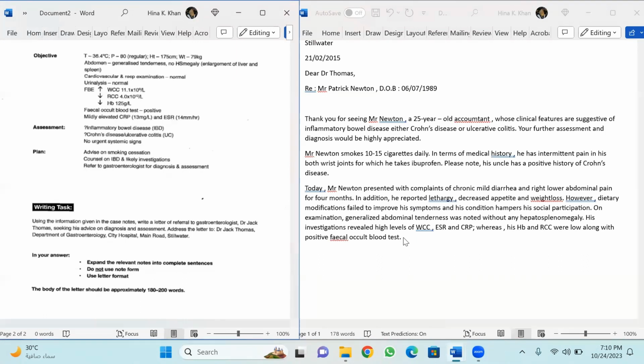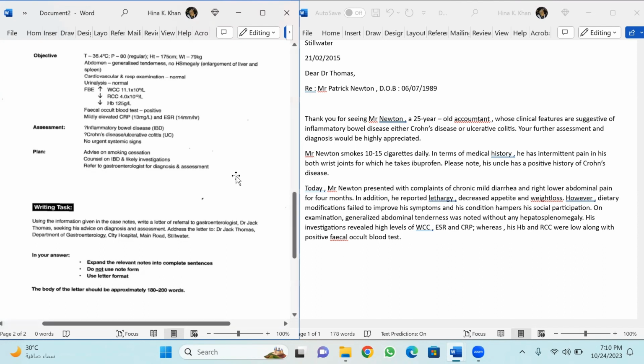Anyone, if everything is clear till now, if anyone has any questions, then they can just ask. I have one question. What about this date? Because I am confused about writing the date. Should we write the date that is mentioned in the case note, or should we write the date of the exam?